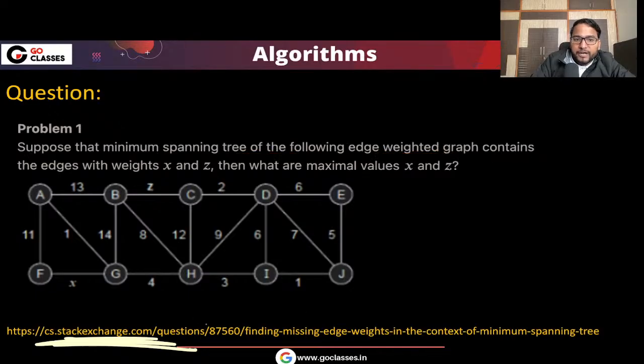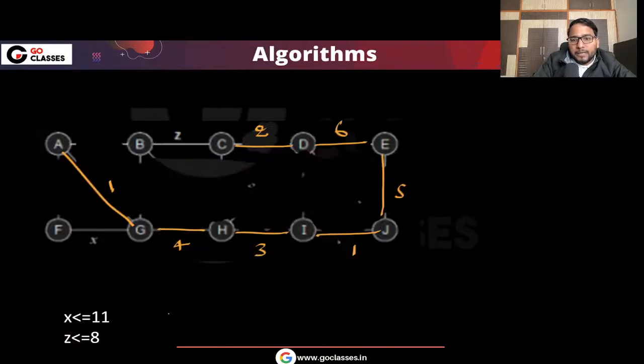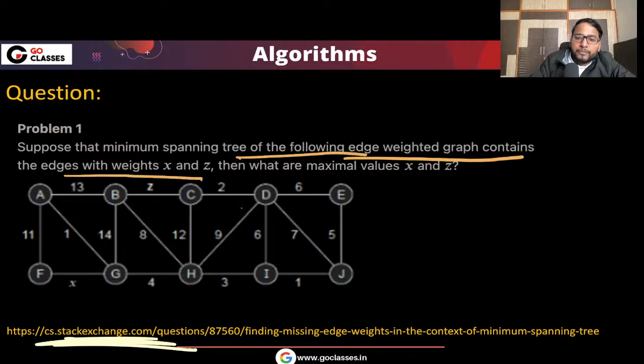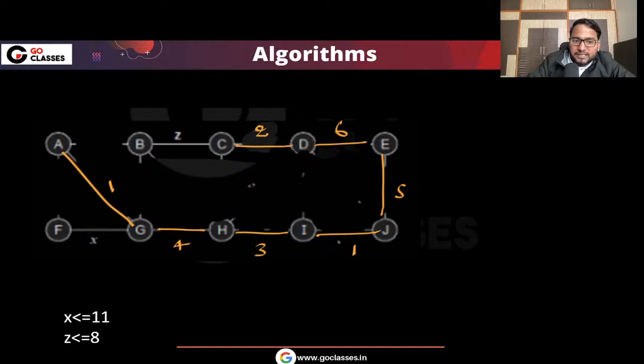So they are saying that the minimum spanning tree already contains X and Z. So I think I have made it. Okay. So the minimum spanning tree, they are saying, of the following graph contains the weights. Suppose the minimum spanning tree of the following edge weights contains the edges with the weight X and Z. So the minimum spanning tree already contains X and Z. Okay. So this X and Z, this and this is the minimum spanning tree that we have. Okay. Now they are asking what is the maximum possible value of X and Z. That's what they're asking. Right?